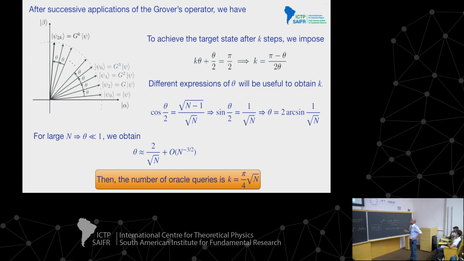If I use the Taylor series expansion of the arc sine, I find in first order this term. I will consider just this first order, because I suppose that n is very big, so these other terms are much smaller than this one. Then, with this value of theta and replacing this expression, I find that the number of times I apply the Grover's operator is pi over 4 times the square root of n. I mean, it's possible to be very close to the answer, needing just square root of n steps instead of n as in the classical case.